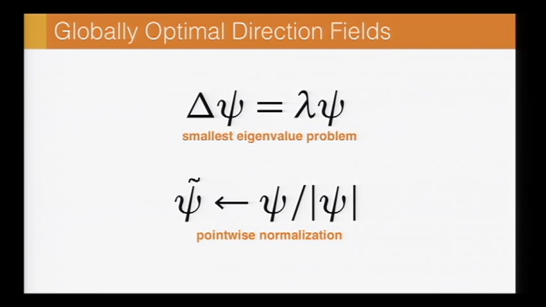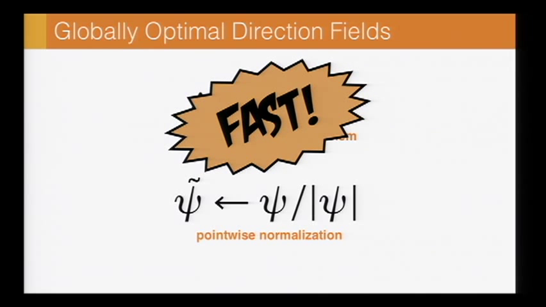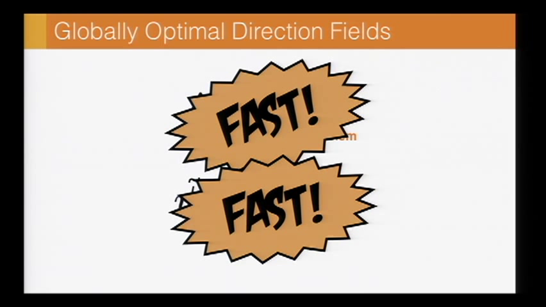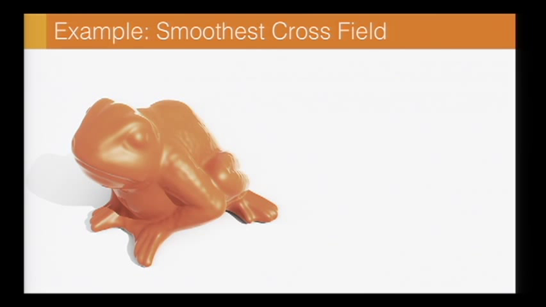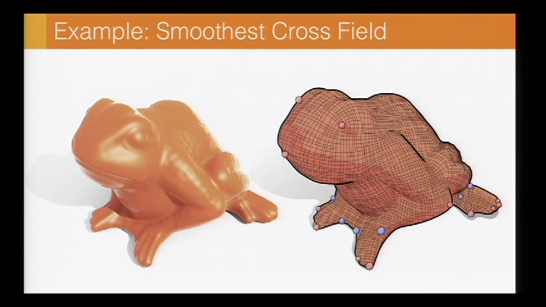How do you solve a smallest eigenvalue problem? Well, you factor your matrix just once, and then you repeatedly apply back substitution to a random vector. So that's something that's very, very fast. And of course, this pointwise normalization costs next to nothing. Here's one example. We have this frog, and if we compute the smoothest crossfield on the frog, it's very smooth, and the singularities show up in very natural places, on the eyes and the toes, for instance.